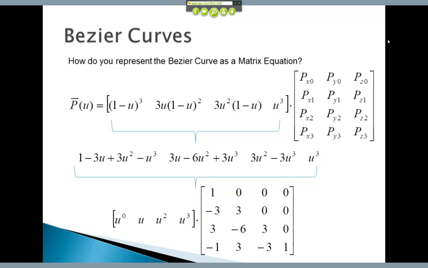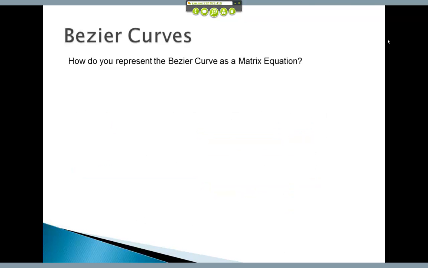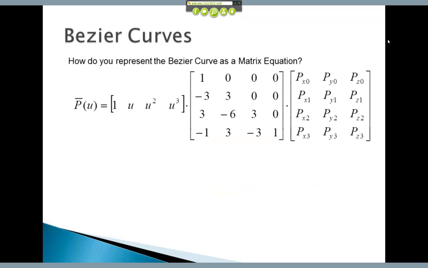There is no u to the 0 in the second Bernstein polynomial. So you put a 0, 3, minus 6, 3. And you just separate it down. Okay? You see that? So I think expanded out, it looks something like that.